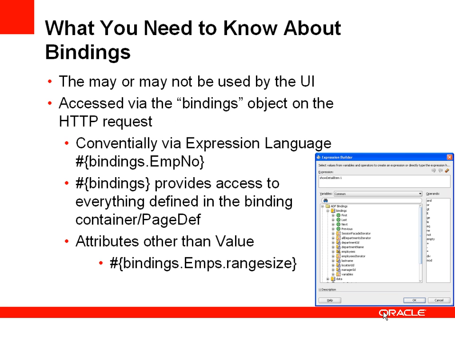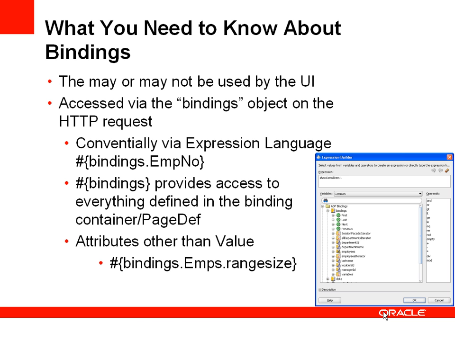So what else do you need to know about bindings? Well, the first thing is that bindings don't have to be used in conjunction with UI components. In the previous examples, we've been talking about how when you drag and drop from the data controls palette and create a table, a binding is automatically created to bind to that table, for example. However, you can create a binding completely independently of a UI component. Now, why would you want to do that? Well, the example might be that you want to access a binding programmatically from a backing or a managed bean rather than having it bound to a UI component.